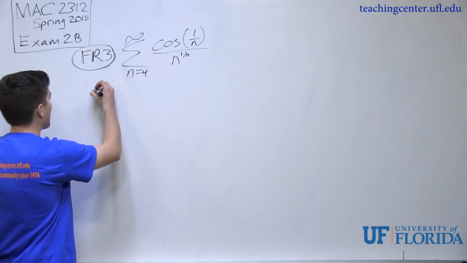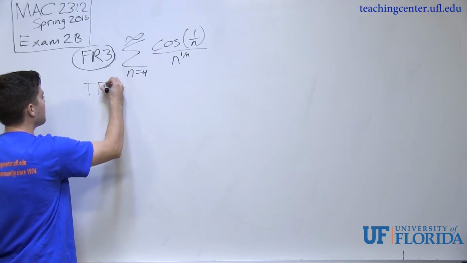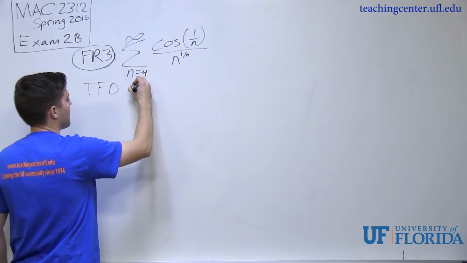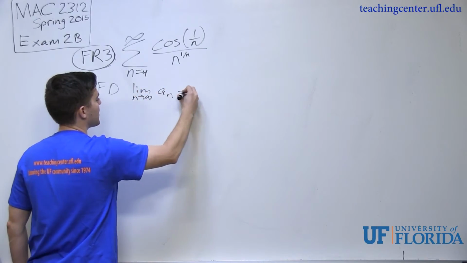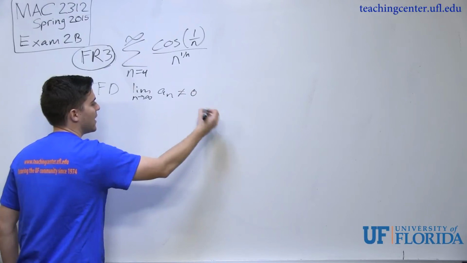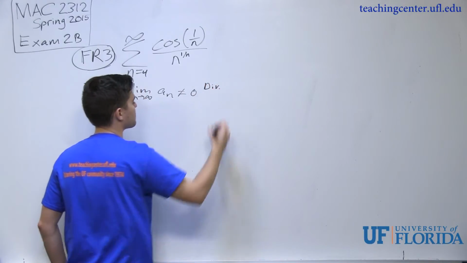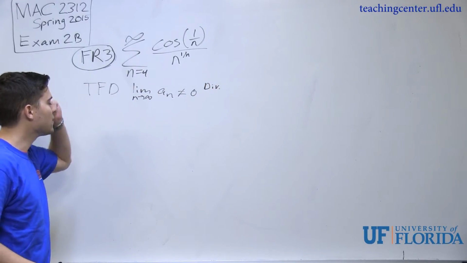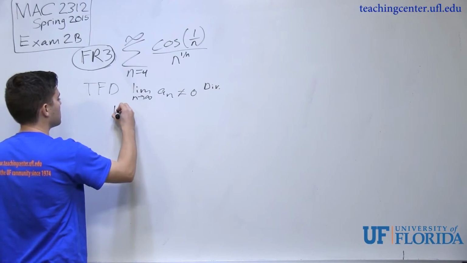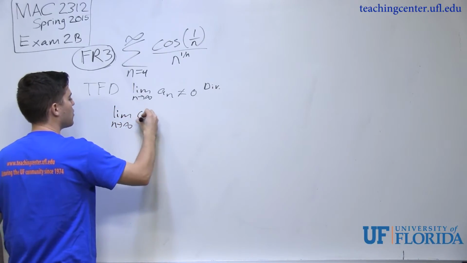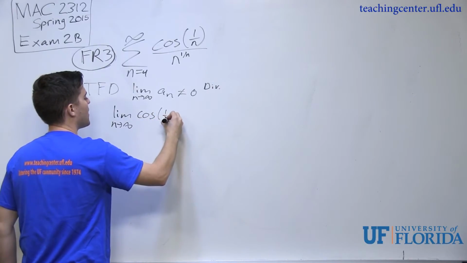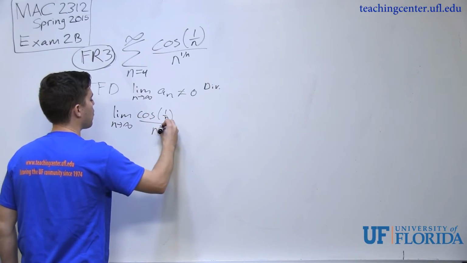So first off, I'm just going to write out what TFD is. TFD, remember, says that if I take the limit as n approaches infinity of a sub n and it comes out to anything other than 0, it's automatically divergent. So I'm going to go ahead and take the limit of this as n approaches infinity. So limit as n approaches infinity, cosine of 1 over n to the 1 over n.